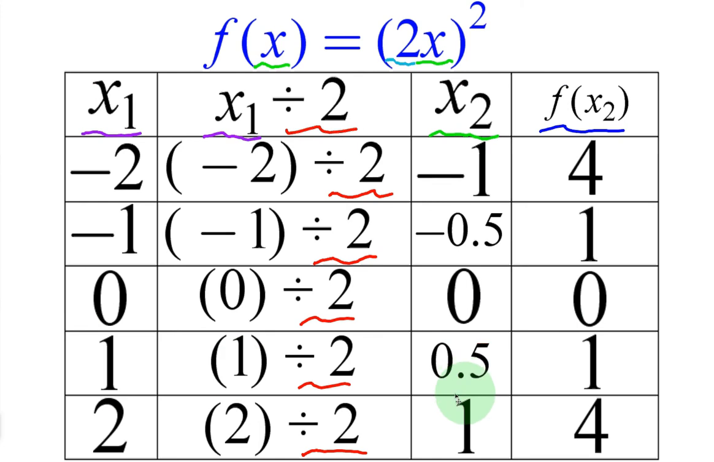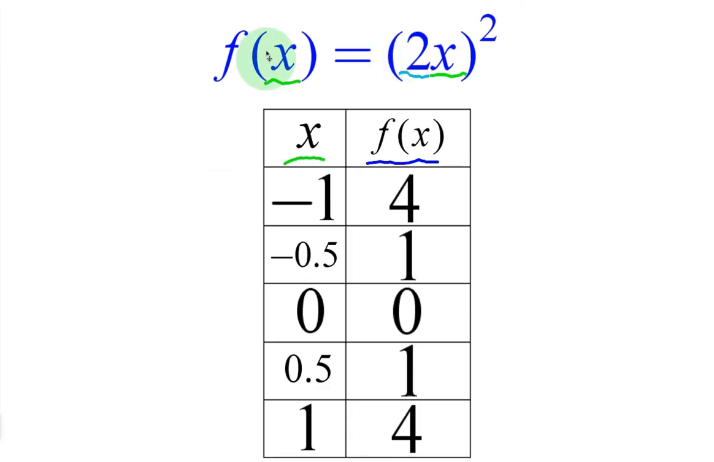You get a new set of x values. For example, negative 2 over 2 is negative 1. Negative 1 over 2 is negative 0.5. 0 doesn't change, so on and so forth. And we get to keep the same y values. So now we have our transform function, 2x quantity squared. All we had to do was take those parent x values and divide by 2, and we're going to be able to keep the same y values.